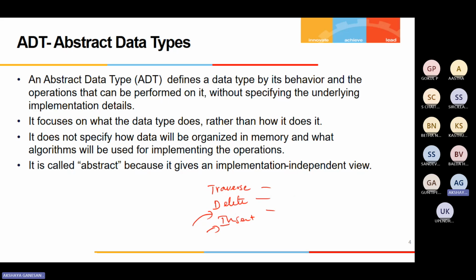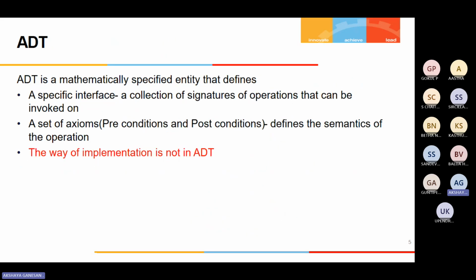It doesn't specify how many operations it has to do, what kind of algorithms will be used, whether in a search you're using a linear search or a binary search, or whether you are using some recursive functions here. All those details will not be there. Only what is the capability of that data type will be there, which gives an implementation independent view.